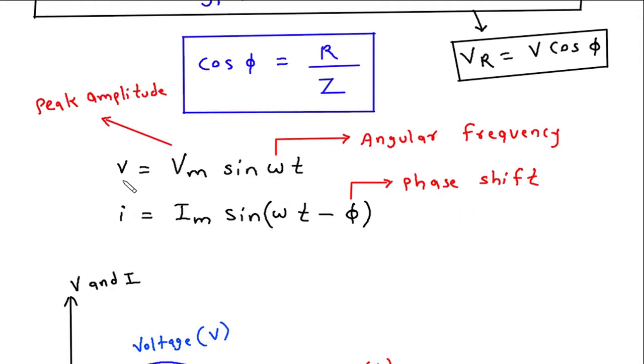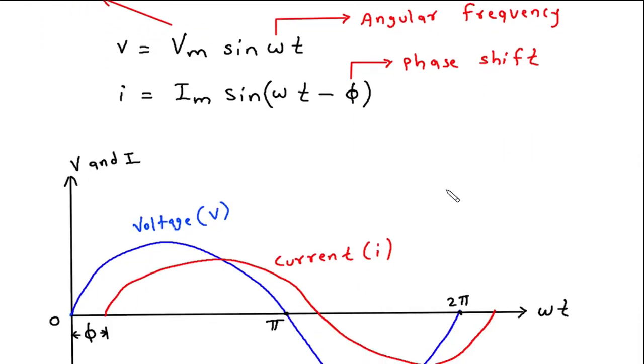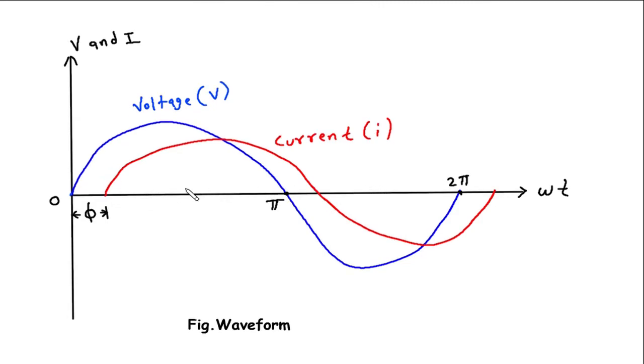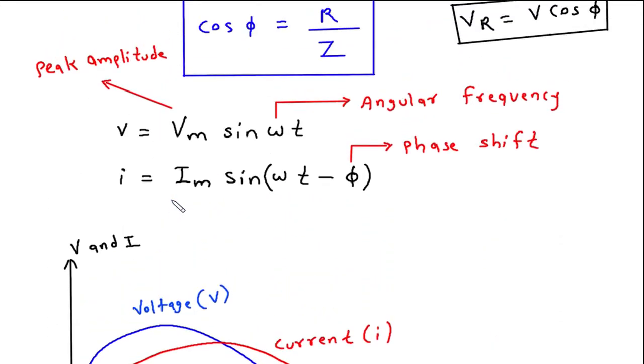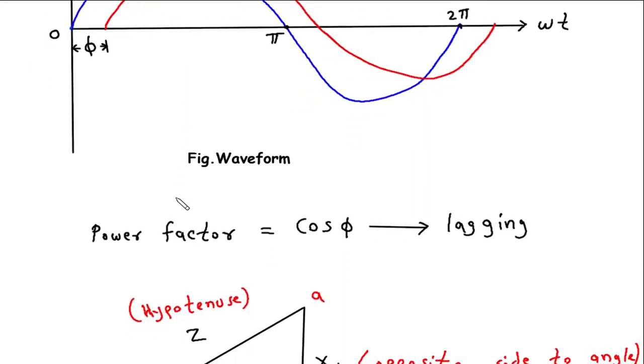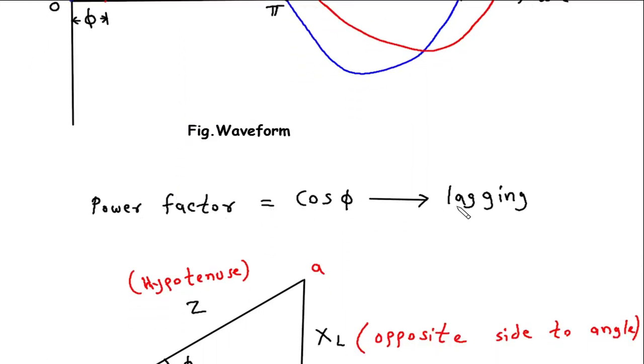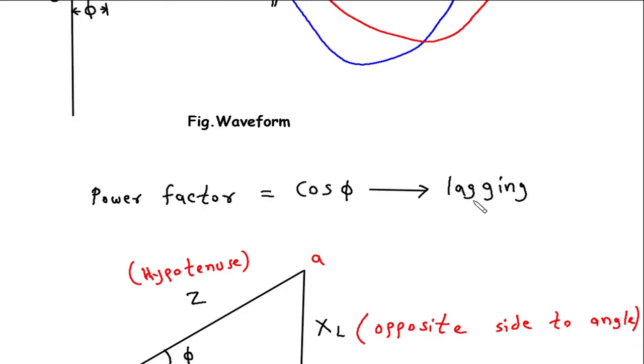Also we can say that V is equal to Vm sin omega t, where omega is the angular frequency and this Vm is the peak amplitude. Same for current, I is equal to Im sin(omega t minus phi). This phi is the phase shift. Here we can see that this is a voltage and this is a current. Now this is a phase shift phi. Power factor is equal to cos phi lagging. In case of inductive circuit, the power factor is lagging.